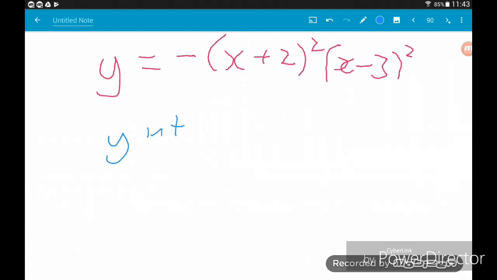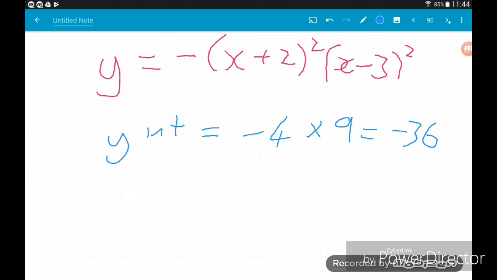So if we were to expand x plus 2 squared, we would get a 4. Now remember, we've got this minus at the start, so we get minus 4 times, and then if we expand the second bracket, we would get a positive 9, so we get minus 4 times 9, which is going to give us minus 36.